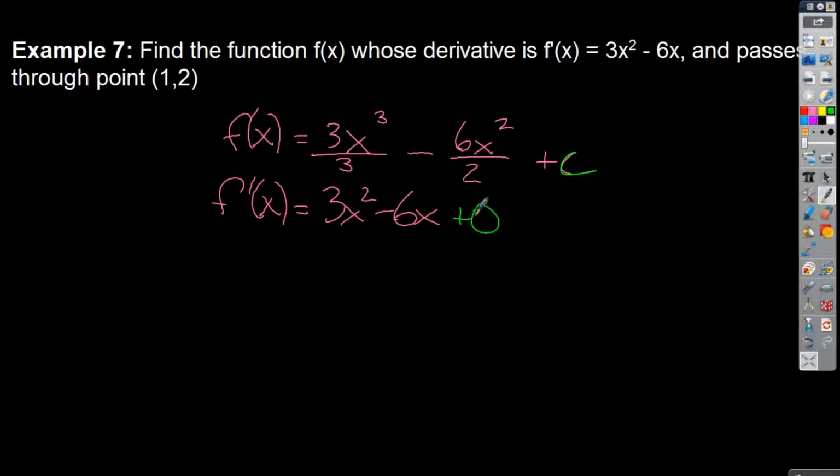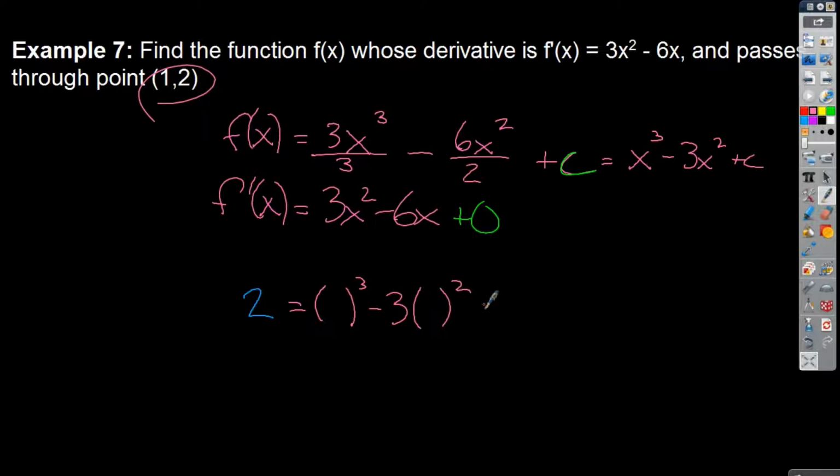So I'm going to simplify this up some. F prime is going to be x cubed minus 3x squared plus c. And I just want to figure out, what is c in this problem? Well, I want the original function to pass through the point 1, 2. So I have an x and a y. So all I have to do is plug those points in now. So we have 2 equals x cubed minus 3x squared plus c. Well, we know that x is 1, and we're solving for c.